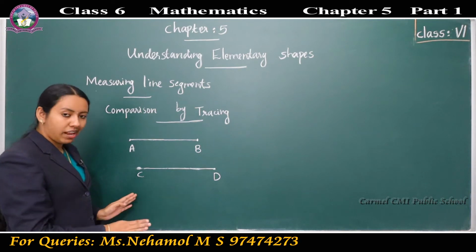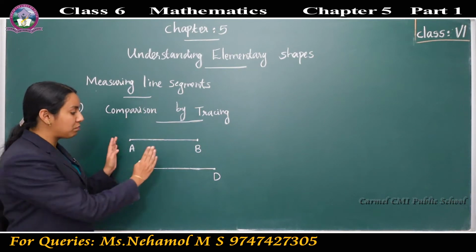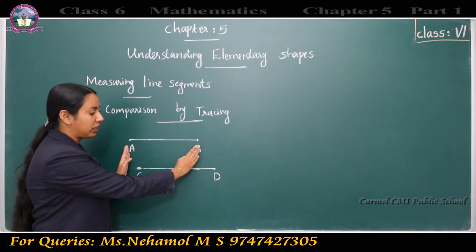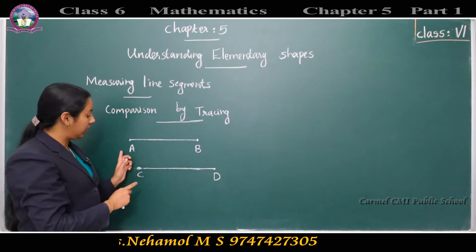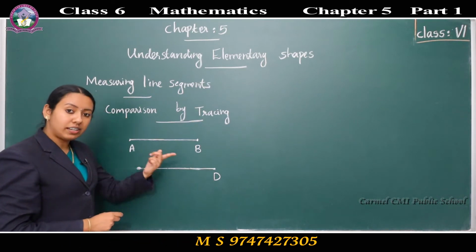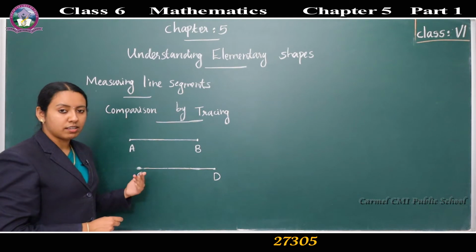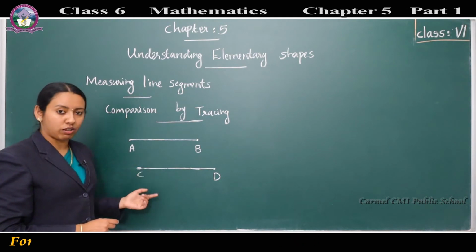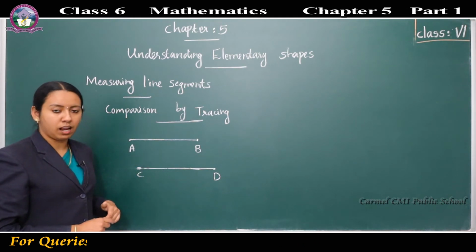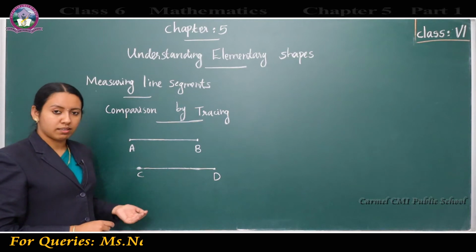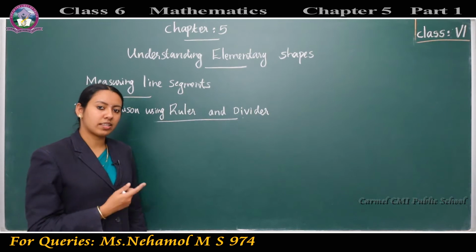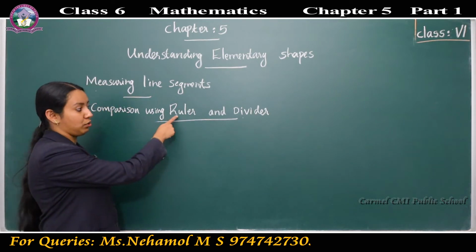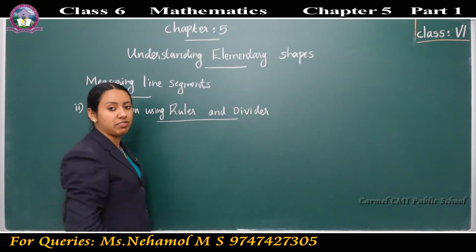Then the traced line segment should be kept on AB, and then by observing the line segment AB and the traced line segment CD, we can say whether AB is longer or CD is longer. But this method is not a suitable method for comparison. Next method is comparison using ruler and divider.